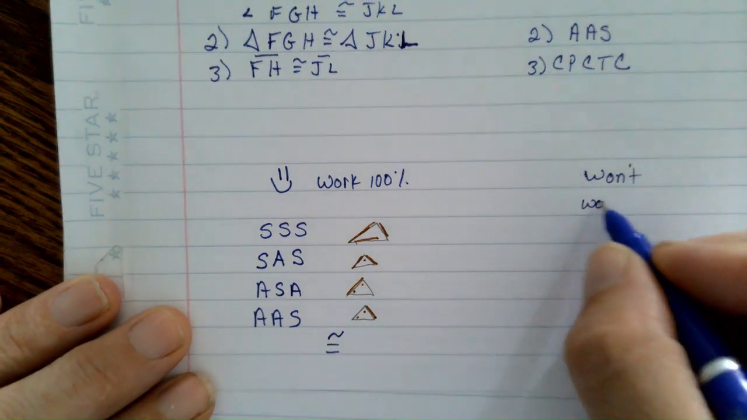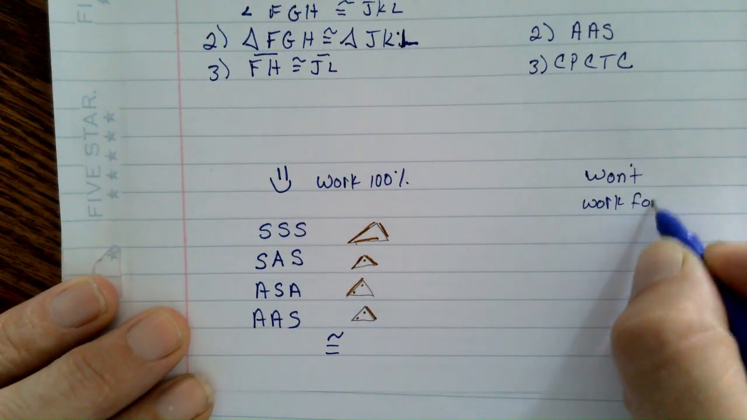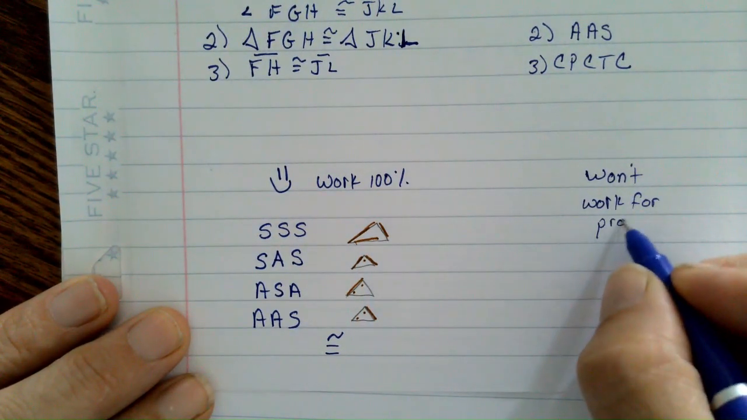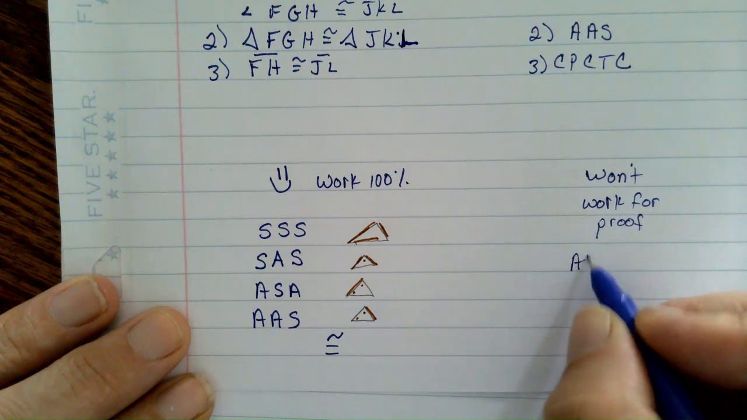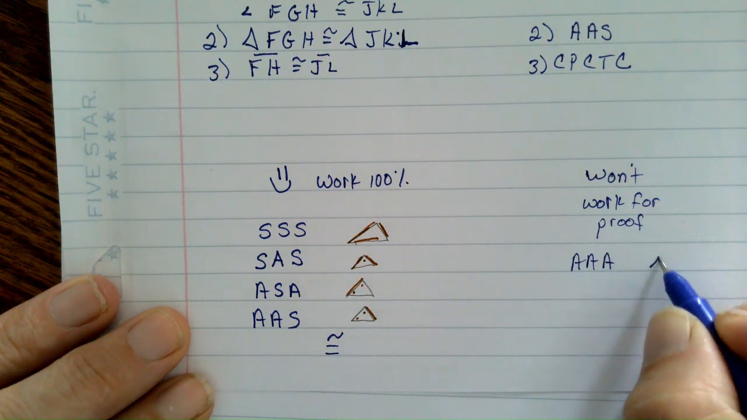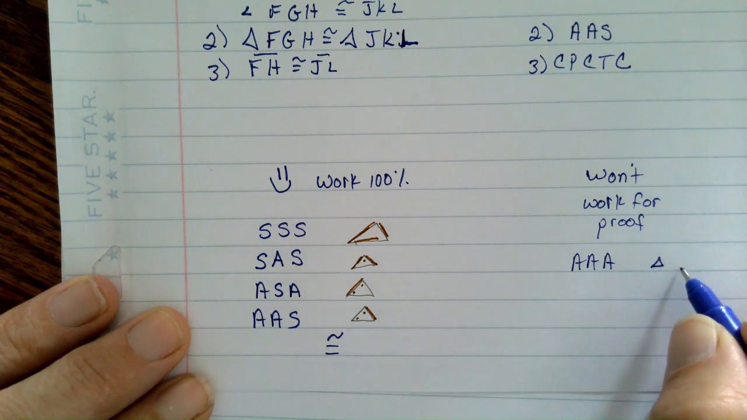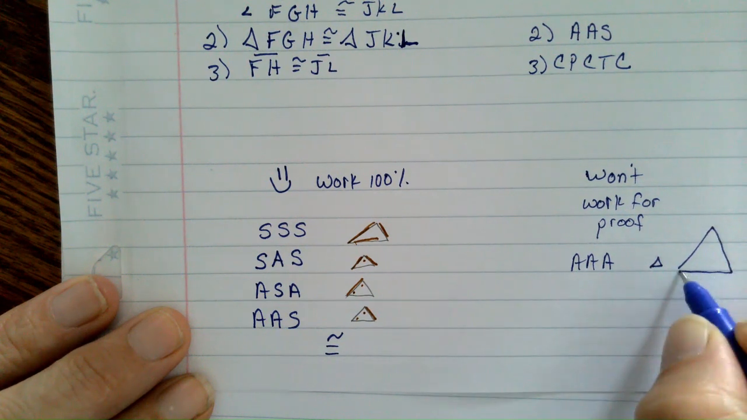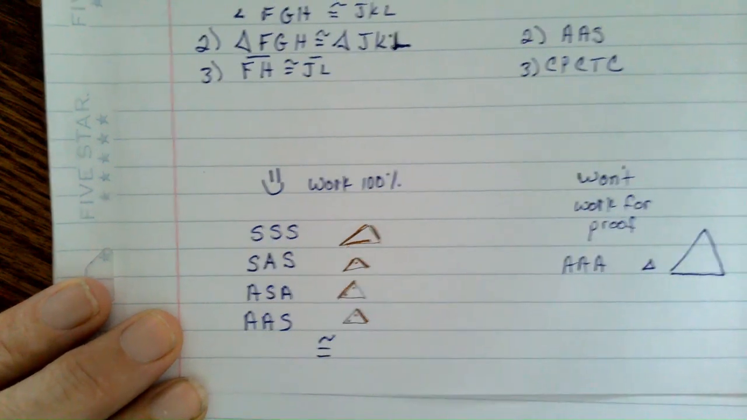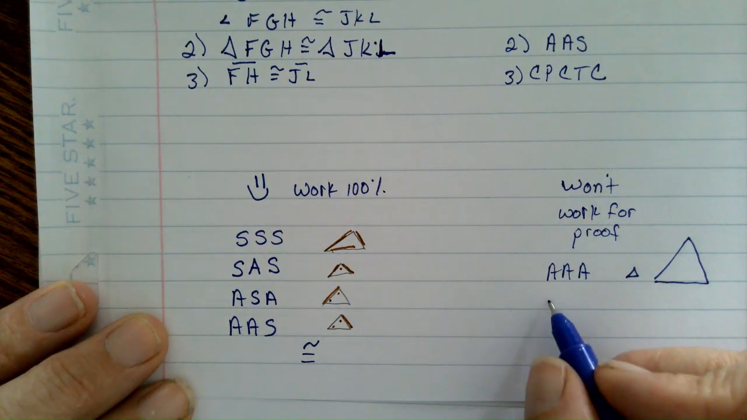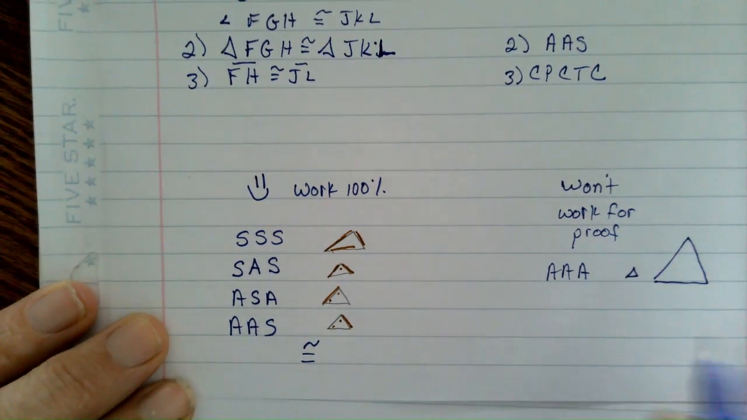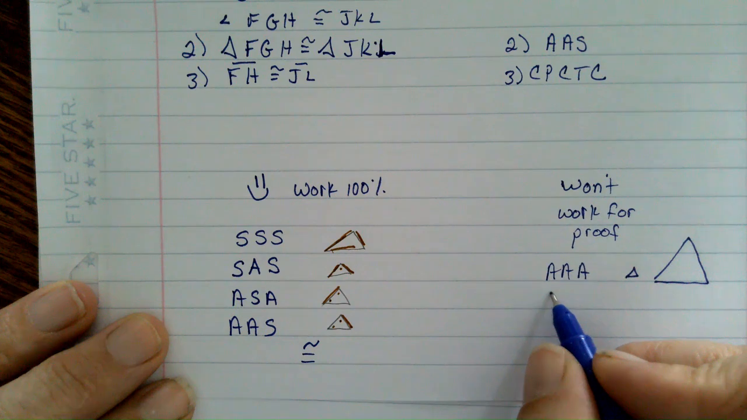These won't work for definitive proof. That would be angle, angle, angle. And that's because it could be a small triangle and the angles could match the same thing as a big triangle. So that's why it's insufficient. And I'm going to write this backwards so it doesn't look like we're writing bad words on our paper, right?